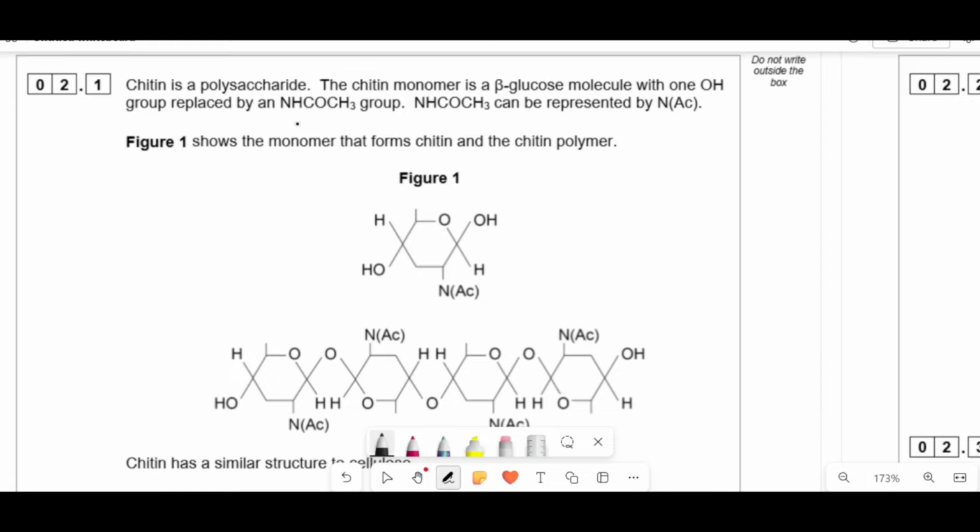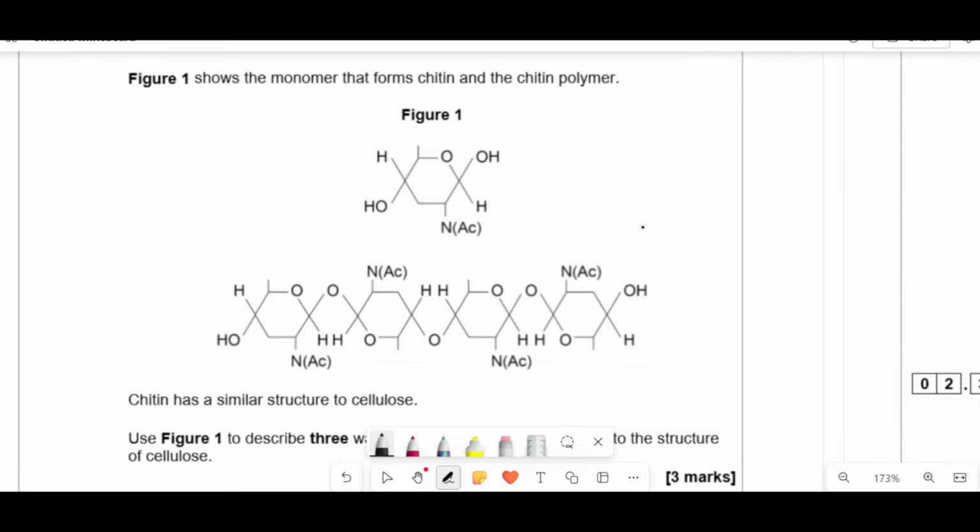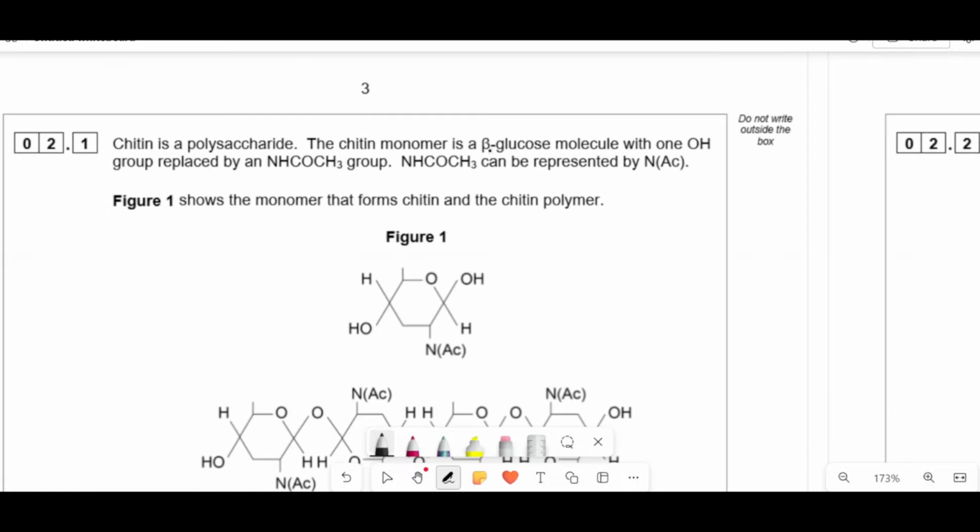Chitin is a polysaccharide. The chitin monomer is a beta-glucose molecule with one OH group replaced by an NHCOCH3 group. NHCOCH3 can be represented by this NAC. Fine. Figure 1 shows the monomer that forms chitin and the chitin polymer. Here's our monomer, and let's have a look where the polymerization bits happen. As you can see, there's an OH there and there's an O there. So clearly you can see there's a glycosidic bond forming there. It's similar, like they told you in the question, to beta-glucose. So that's what you'd expect beta-glucose to look like. And the OH here was there, but it's been replaced by that.